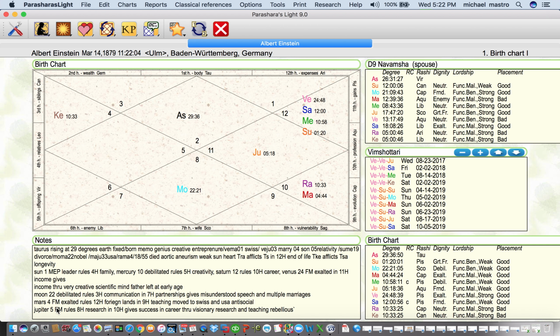Now, one other thing about Mars, because it is weak, he had some antisocial behavior. Moon here, weak, can give multiple marriages, and lack of. His mental state was he did get depressed and some mental tension. And let's see here, Jupiter, we got all that.